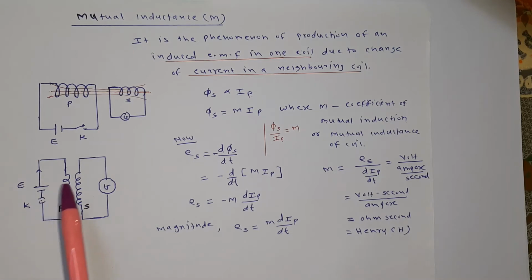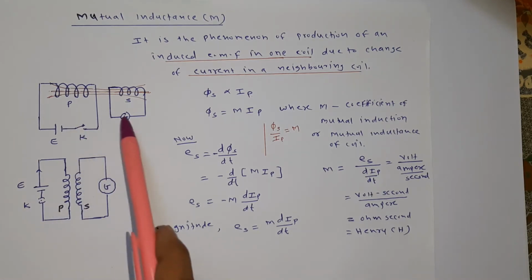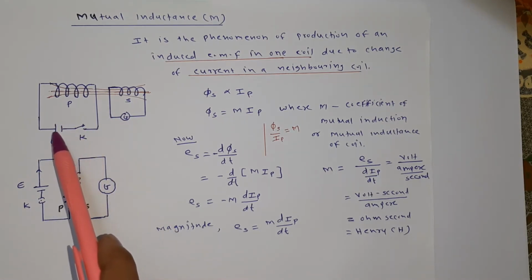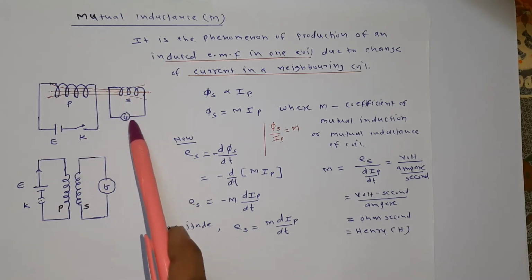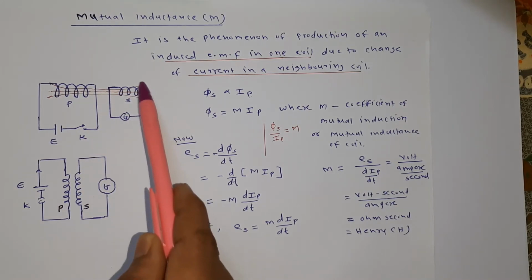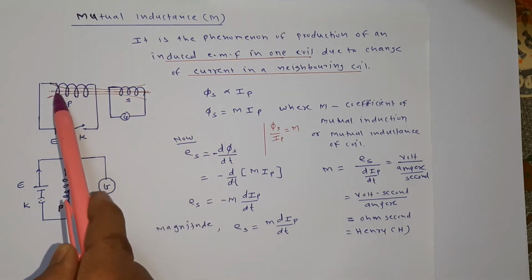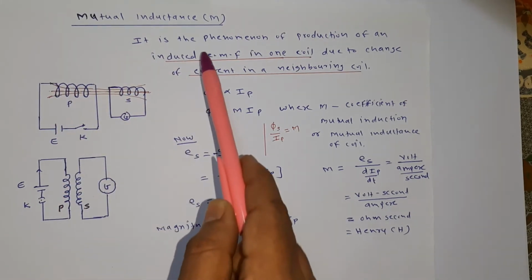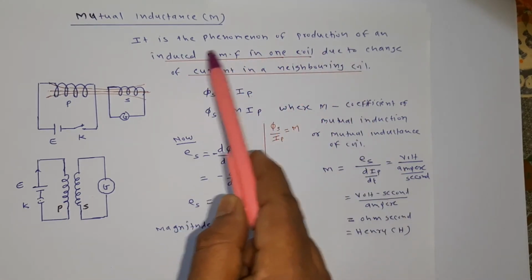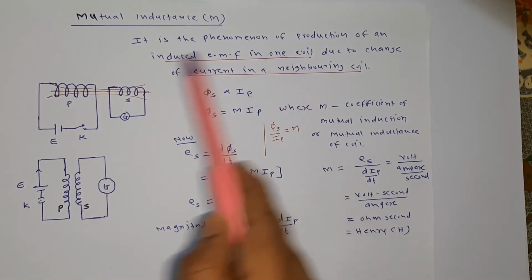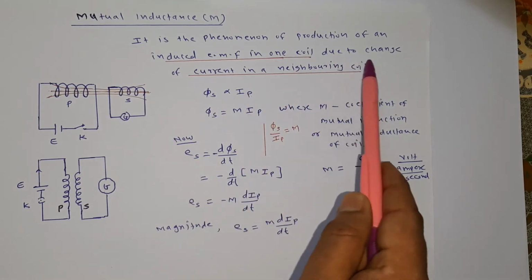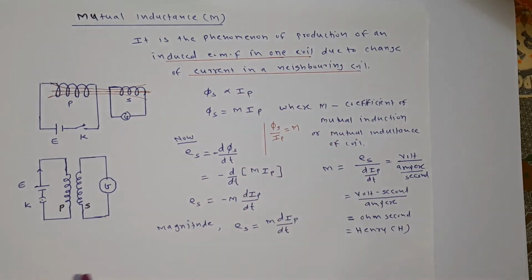Vice versa is also possible. That means to the primary coil you can connect the galvanometer, and the battery and plug you can connect this way. The same thing will happen. There is a change in current in this coil, and the EMF is induced in this coil. So you can say the phenomenon is production of induced EMF in one coil, it may be this coil or this coil, due to change in current in the neighboring coil.